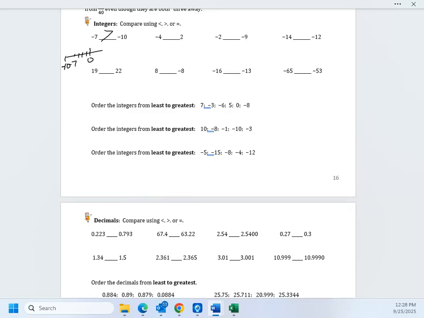Then on the bottom here, you're ordering the integers from least to greatest. It's those negative numbers. If you need to, draw a number line across the bottom and use it. There's nothing wrong with using a number line to help us with our negative numbers. We can put that on a help sheet going into the next test. You can have a number line on it to help you. Nothing wrong with that.